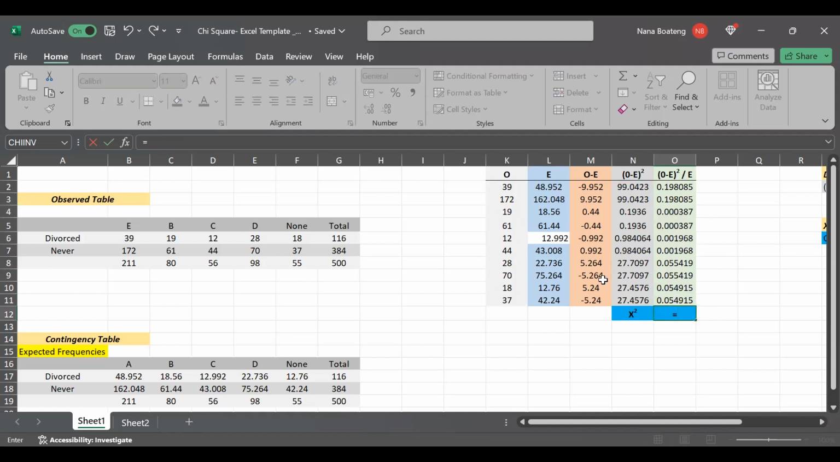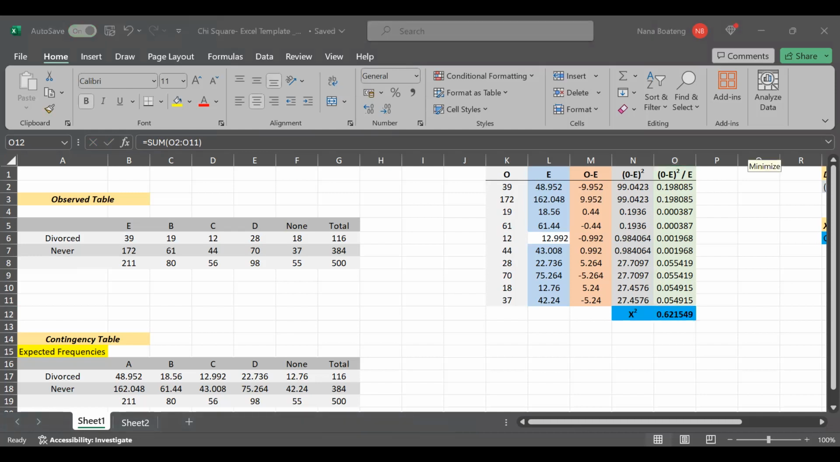Just find the summation. That's it. I think I'm getting some figures now quickly.